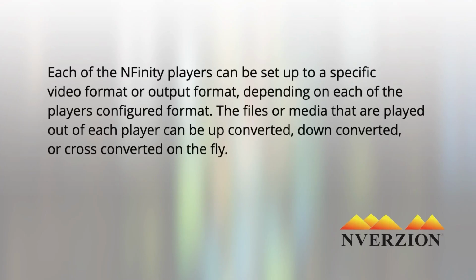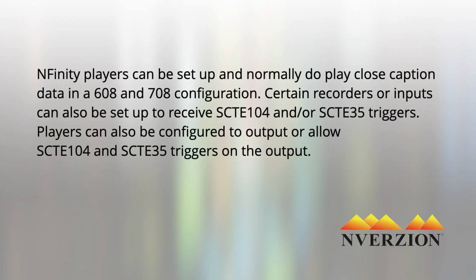Each of the NFinity players can be set up to a specific video or output format, depending on each of the players' configured format. The files and media that are played out can be up-converted, down-converted, or cross-converted on the fly. NFinity players can be set up and normally do play closed caption data in a 608 and 708 configuration. Certain recorders or inputs can also be set up to receive SCTE 104 and/or SCTE 35 triggers. Players can also be configured to output or allow SCTE 104 and SCTE 35 triggers on the output.